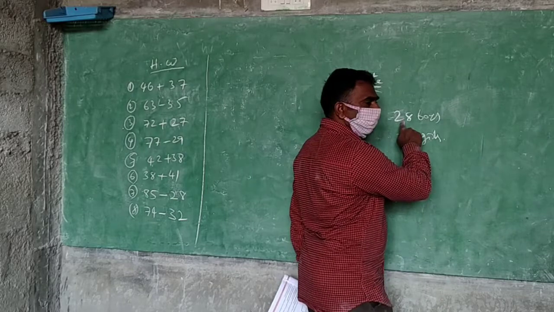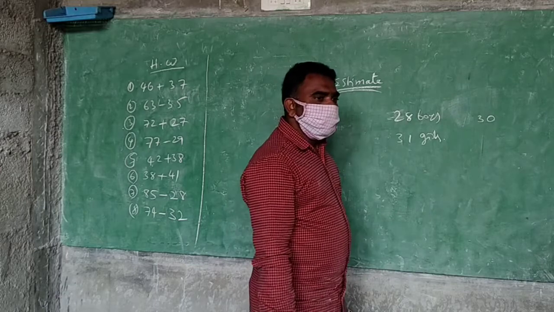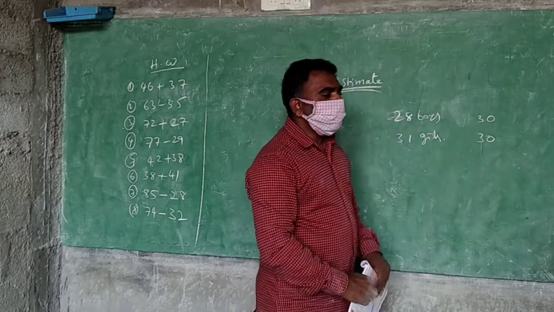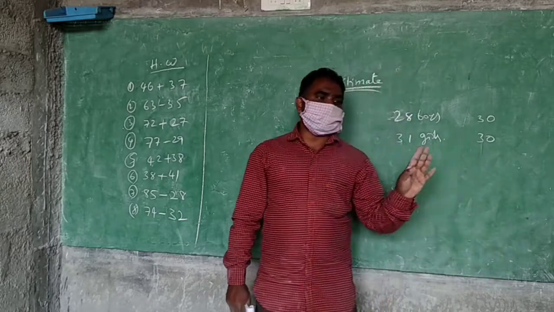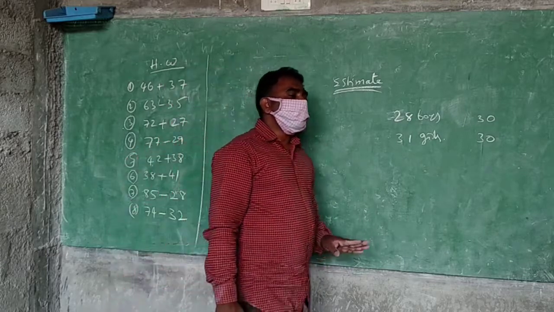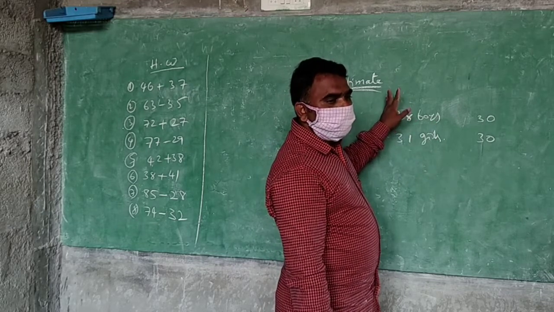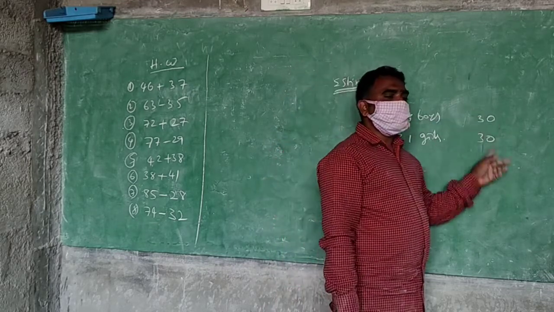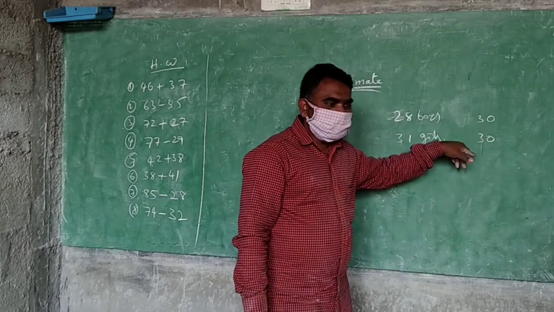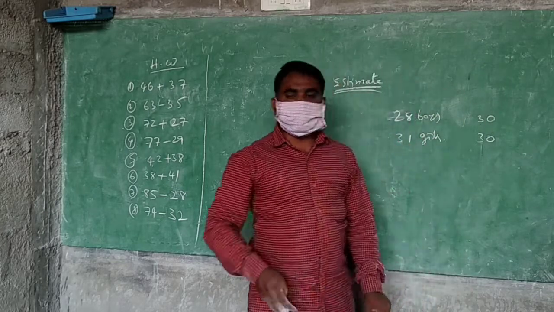Here, 28 is close to 30, no? Yes. 31 is close to 30. Round figure 30 means tens. Now 30 and 30 is 60. That is the estimated answer, not the exact answer. Because this addition is easy for us and this addition is difficult. Addition and subtraction both you have to do like that only.